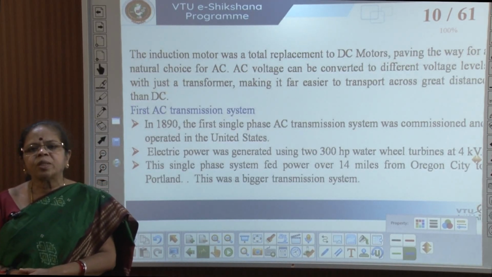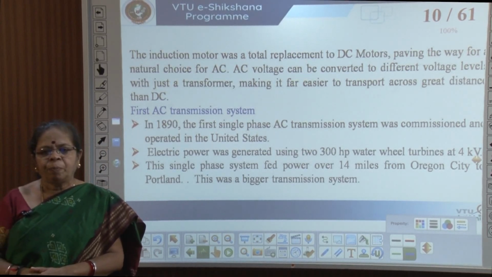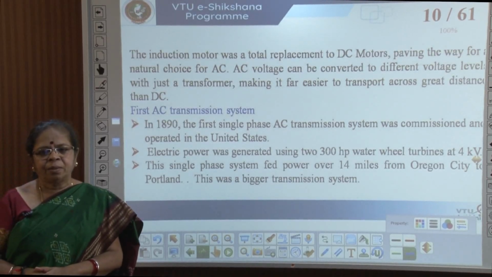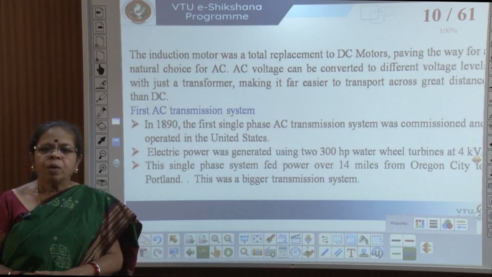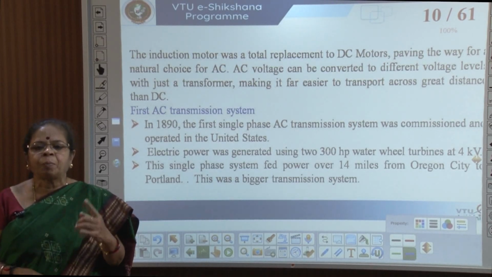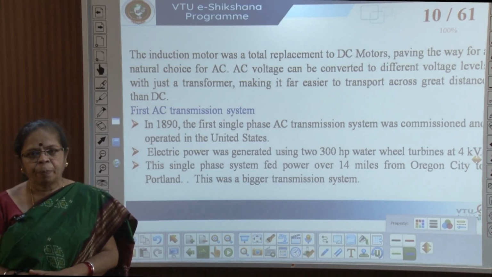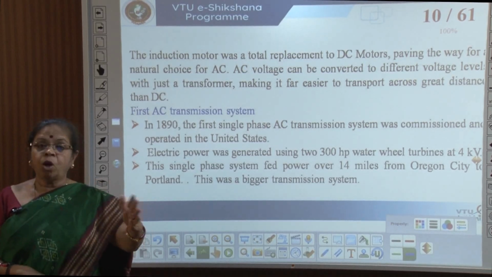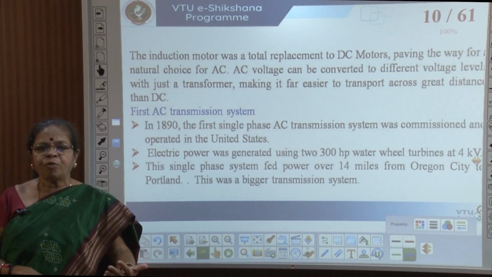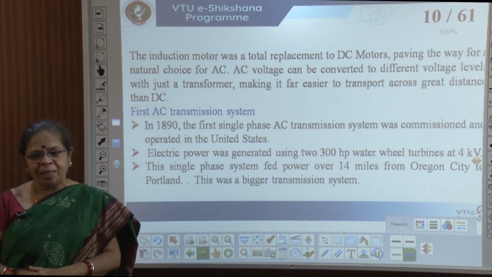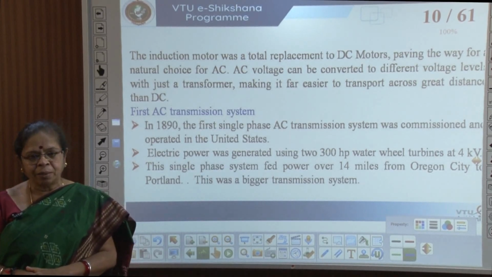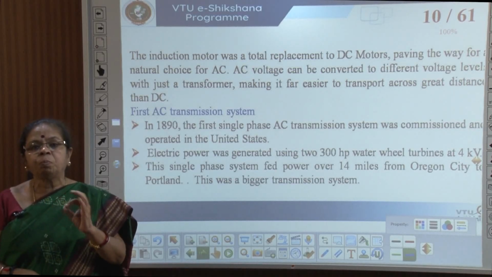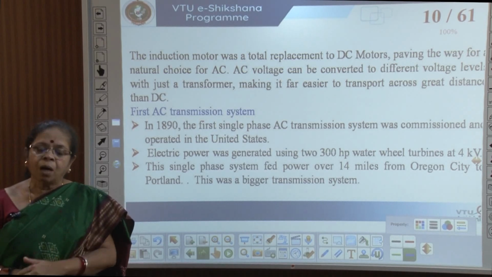So, the first AC transmission system was in 1890. It was single phase and commissioned and operated in the United States. So, electric power was generated using two 300 HP water wheel turbines at 4 kilovolts. Okay. This single phase system fed power over 14 miles. So, you see a lot of improvement from 1.5 kilometers, they could go up to 14 miles from Oregon City to Portland. So, this was the first milestone, and it was a much bigger transmission system than what was available earlier.